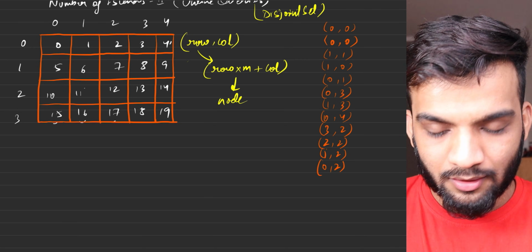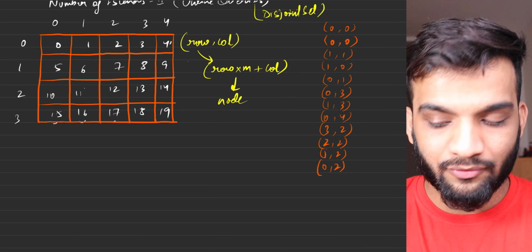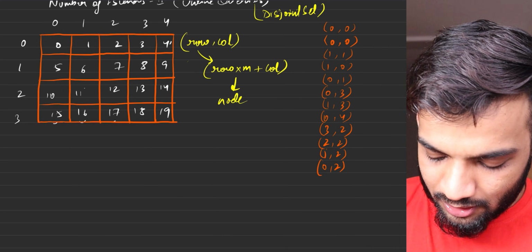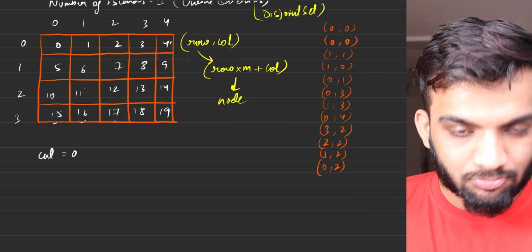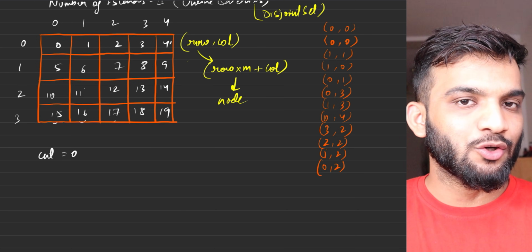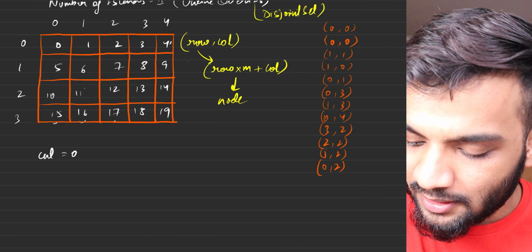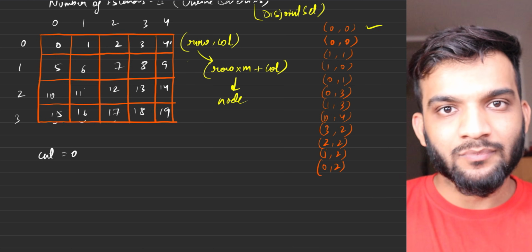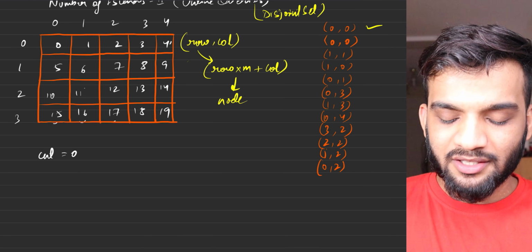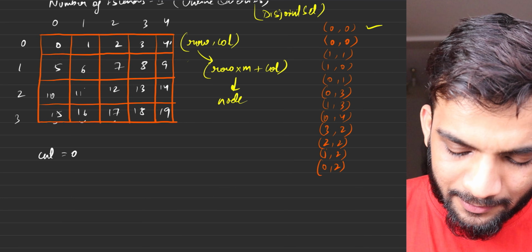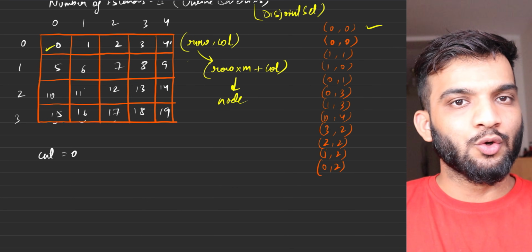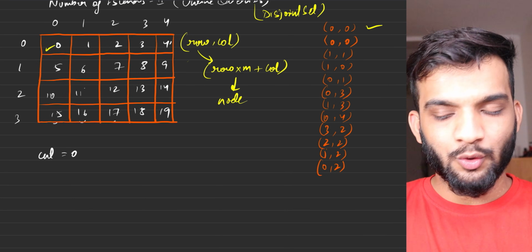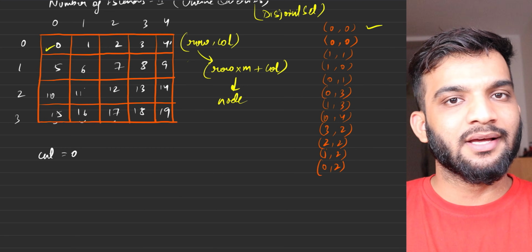Okay. So first thing, when you're starting off, can I say the initial number of islands is 0? I can, right? So the moment I have the first guy, I see, is it marked in the visited array? It's not. So I'll mark it as true. Let's quickly mark it as true. So I marked the 0th guy as true.